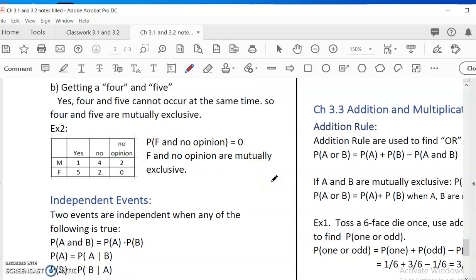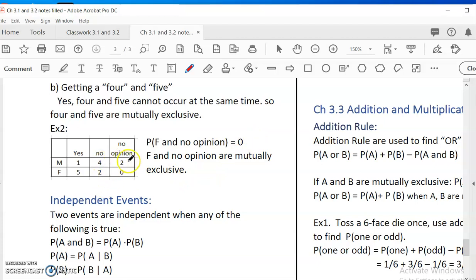But what about in a two-way table? We know that "and" is just one cell, right? So if I say, for example, I have yes, no, and no opinion for females, there's a 0 in a cell. This cell means that if you are female, you cannot have no opinion. They don't happen together. If you're a female, it's either yes or no. So the probability of F and no opinion is 0. So they are mutually exclusive.